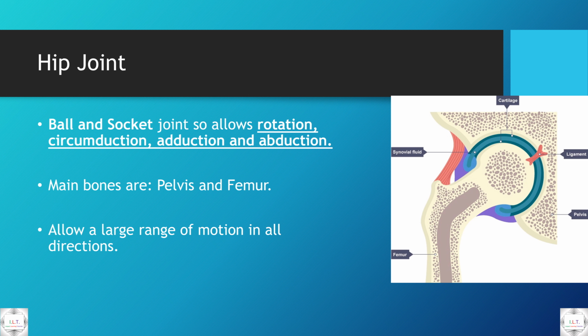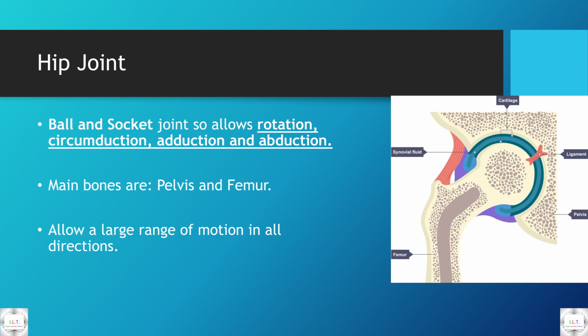Now, the third main joint that you need to know is the hip joint. Now, the hip joint is a ball and socket joint. This is completely different to a hinge joint because it allows rotation, circumduction, adduction and abduction to take place. So clearly you can see there it allows a much greater range of motion.